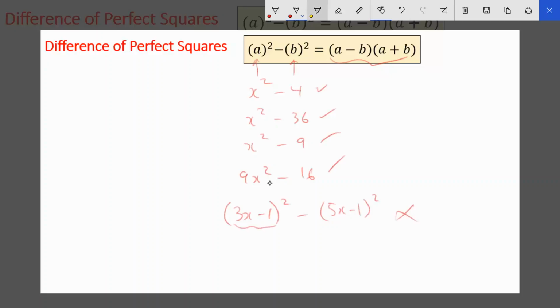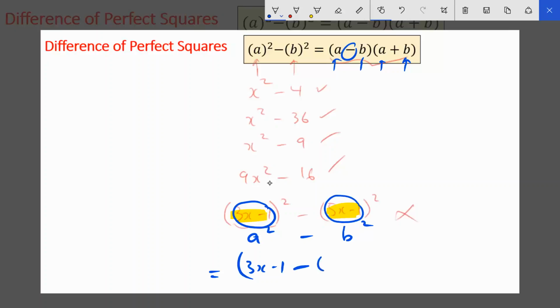This is still A. That's your A, and this is your B. I'm just going to use a different color. This is your A squared minus your B squared. According to the rule, it's A minus B, A plus B. So I can rewrite this as 3x minus 1, which is my A. It says minus up here, so minus. And this is my B.